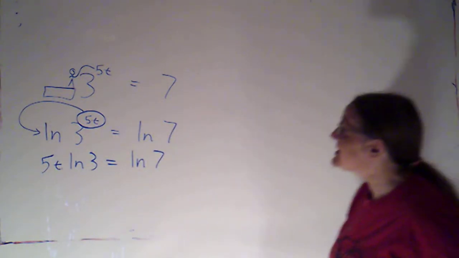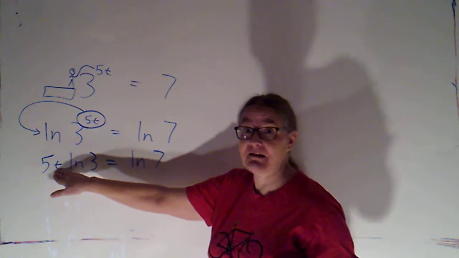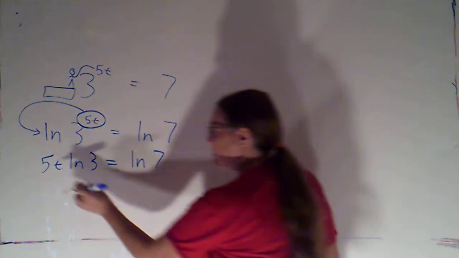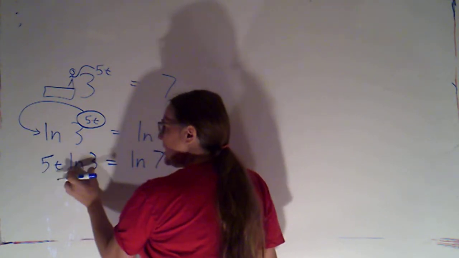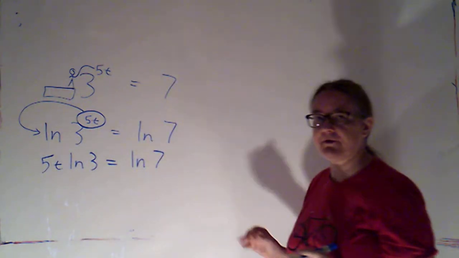Once the t is on the ground, now I can solve for it. Because let's see, what am I doing to t here? I'm multiplying it by 5, and I'm multiplying it by the natural log of 3.